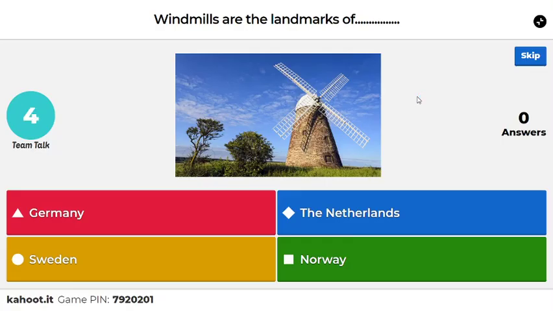Windmills are the landmarks of Germany, the Netherlands, Sweden, or Norway? It's very easy.